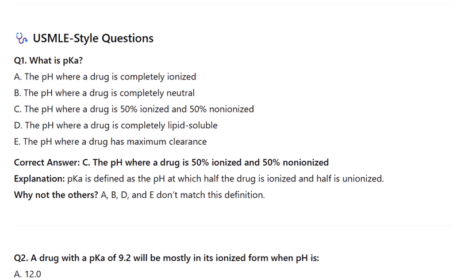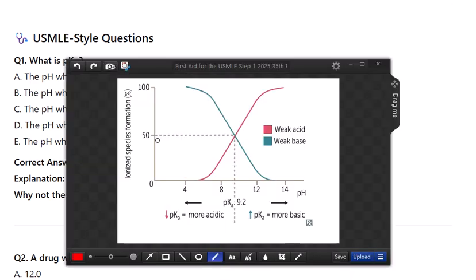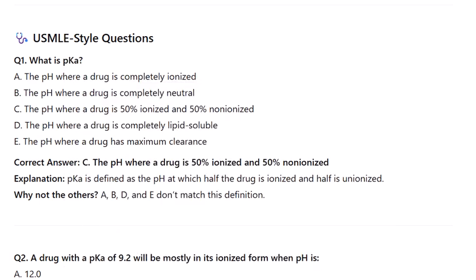Correct answer, C. The pH where a drug is 50% ionized and 50% non-ionized. Explanation: pKa is defined as the pH at which half the drug is ionized and half is unionized. Why not the others? A, B, D, and E don't match this definition.